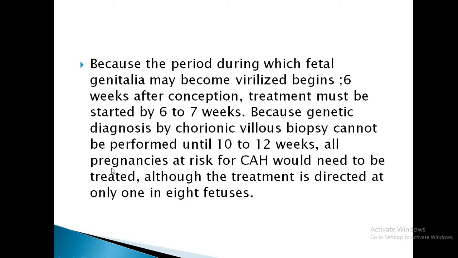So when will you treat a female fetus prenatally who is having an increased risk of CAH? So ideally the fetal genitalia becomes virilized after 6 weeks of conception. So treatment should be started at 6 to 7 weeks. But CVS, that is chorionic villus biopsy, cannot be performed until 10 to 12 weeks. All pregnancies suspected to have CAH would need to be treated.